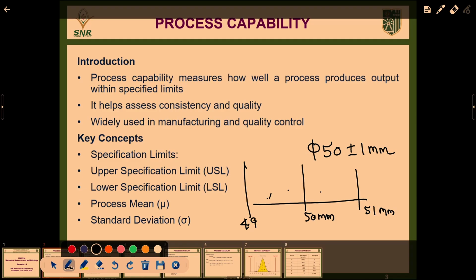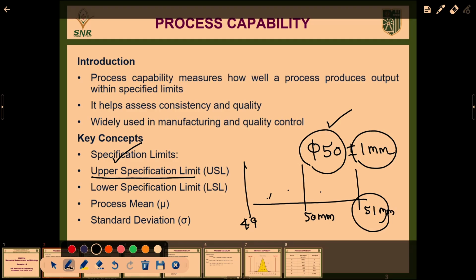We want to calculate the process capability to assess the process ability, whether it will produce a quality product or not. For that we have to have specification limits. Here we are having a nominal diameter of the shaft, 50 millimeter. The specification is plus or minus 1 millimeter is given. Now we are having the specification. Next one, upper specification limit. We know that 51 millimeter is the upper specification limit. Then lower specification limit. So bottom level dimension 49 millimeter is the lower specification limit.